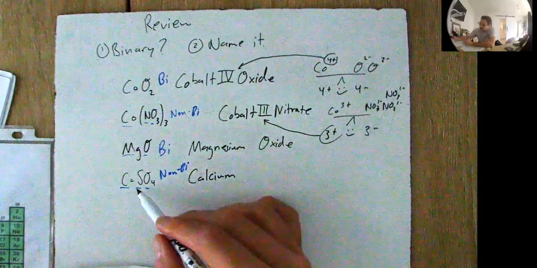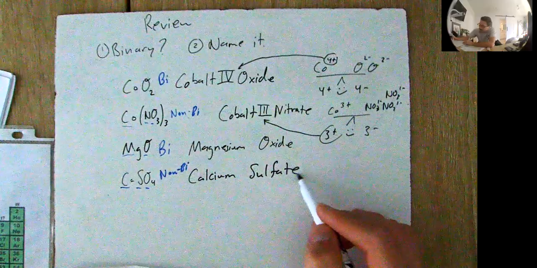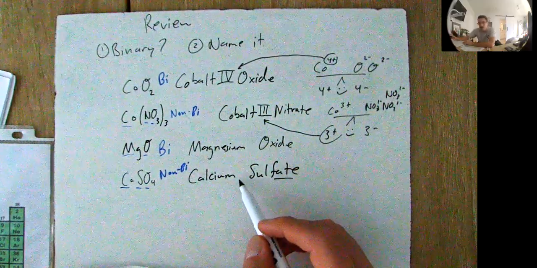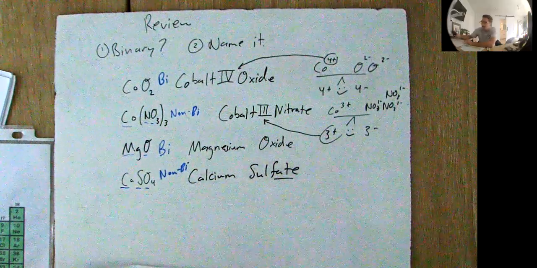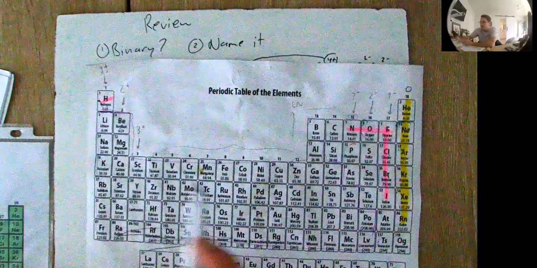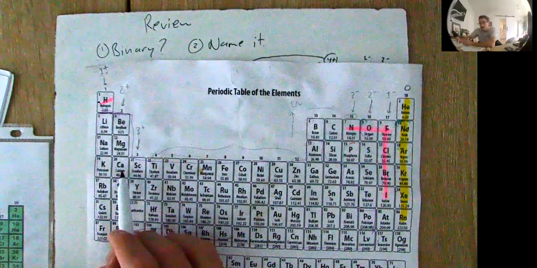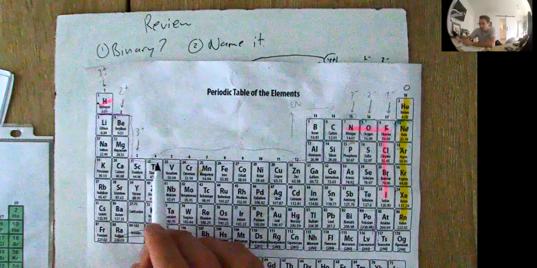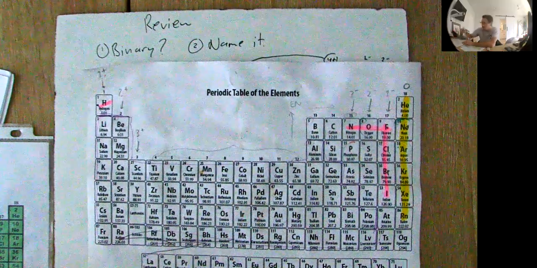That's not 2, so that means it's going to be non-binary because binary means 2. Calcium, and then SO4 you'll recognize as a polyatomic ion called sulfate. Sulfate. Hey, is there a Roman numeral? Well, how do we know if there's a Roman numeral or not? Is the metal a transitional metal? Let's find out. Calcium's right here, number 20 on the periodic table. It's way down there, so is it transitional? No, it is not transitional because it's not in between column 4 and 12 like I told you. So it does not need a Roman numeral.